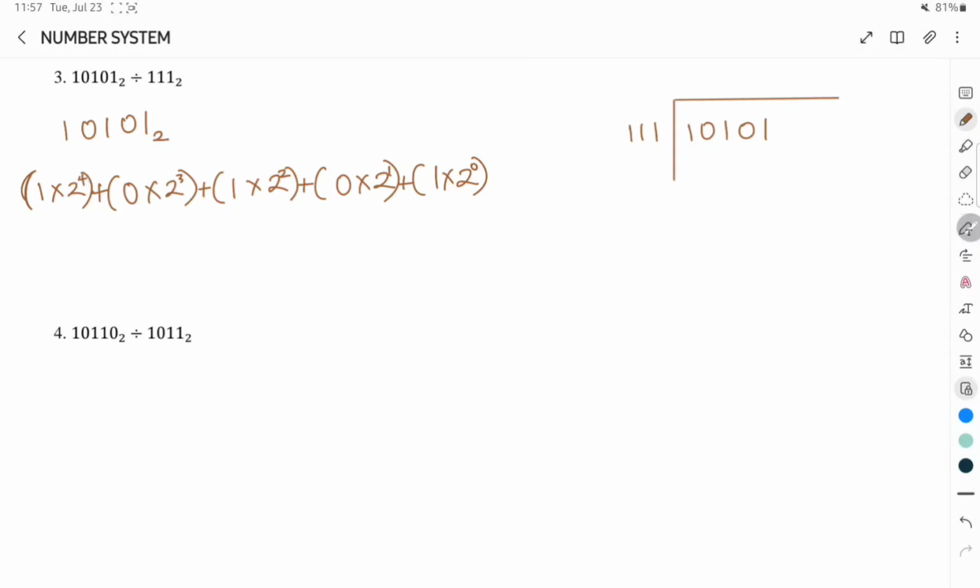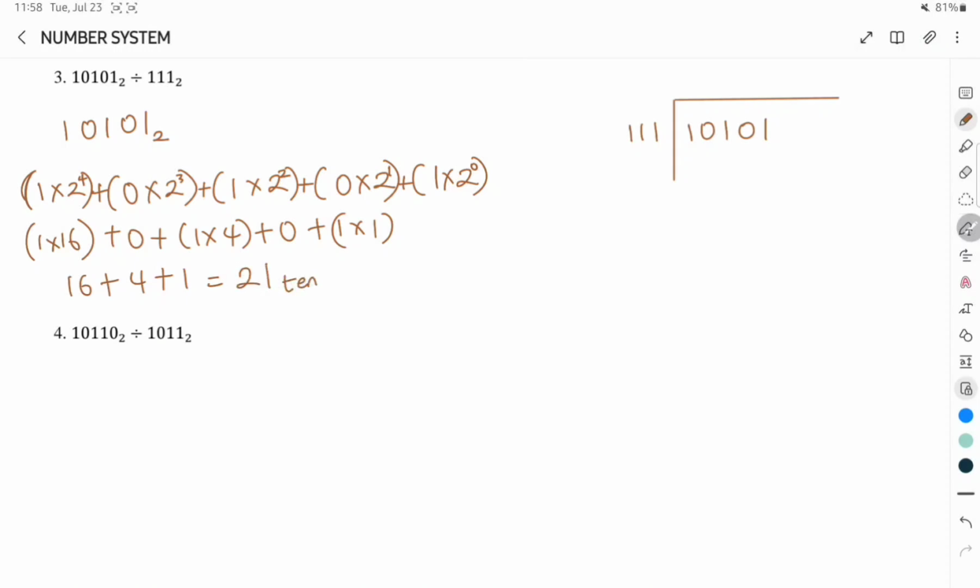So 1 times 2 to the power of 4 is 1 times 16, plus 0. I'm not going to bother with what 2 raised to the power 3 is. Then 1 times 4, then 0, plus 1 times 1. So that will give me 16 plus 4 plus 1, and that's equivalent to 21 base 10.